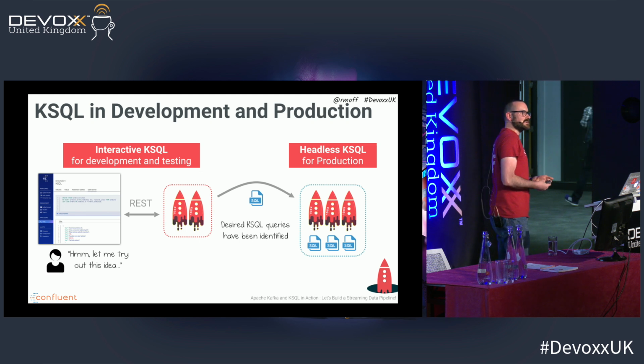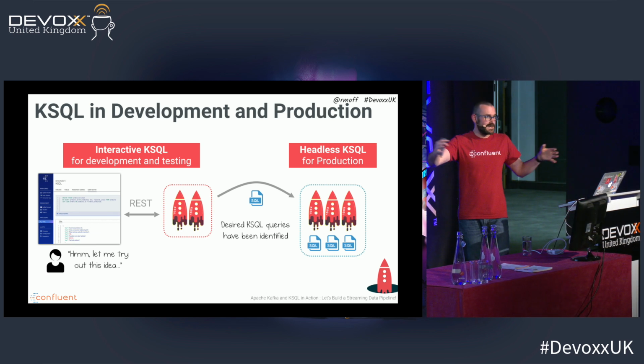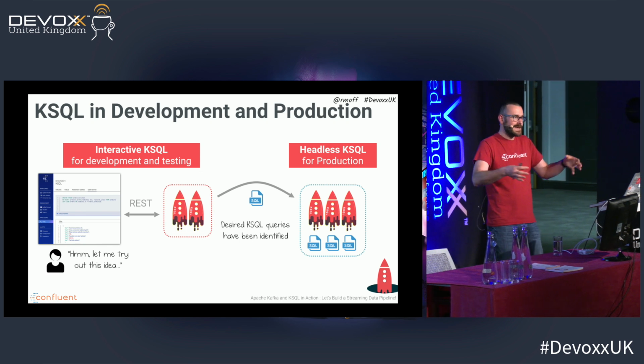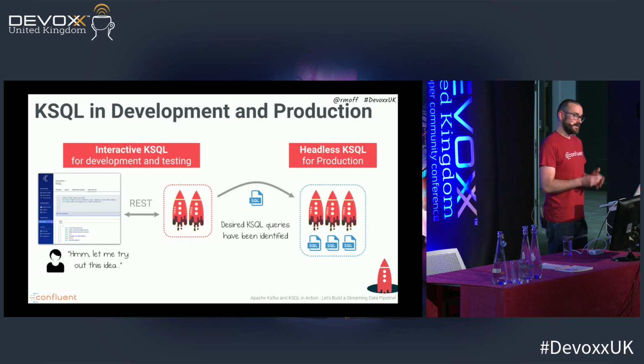And because KSQL is built on top of Kafka Streams, which is built on top of Kafka, you get all of that elasticity and fault tolerance and parallel processing and scalability that you get with Kafka and Kafka Streams. So you can scale out KSQL as much as you want to.